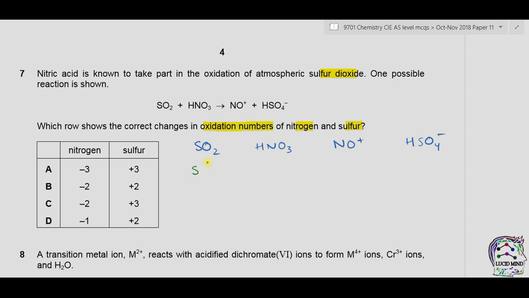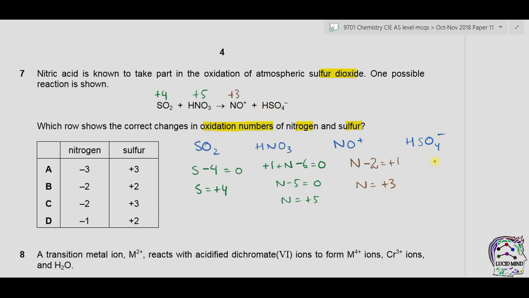We have sulfur and 2 oxygen. The oxidation state of 1 oxygen is -2. So for 2 it will be equal to -4. Overall charge is 0. Sulfur is +4. In the second one we have 1 hydrogen, which is plus 1, nitrogen, 3 oxygen, overall charge is 0. So nitrogen equals plus 5. In NO plus we have 1 nitrogen, 1 oxygen, overall charge plus 1. So nitrogen equals plus 3.